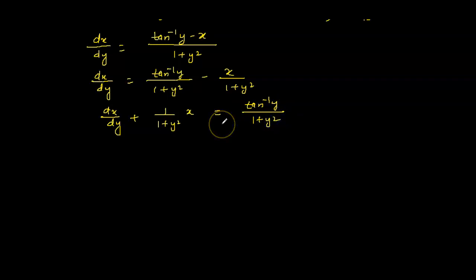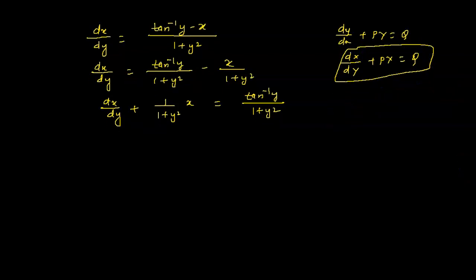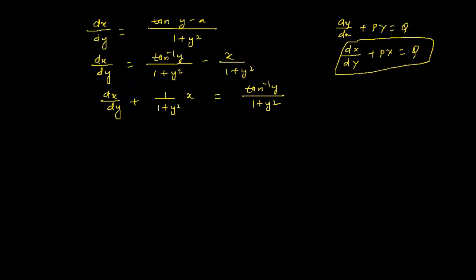Okay, so this is not in a reducible form. This is directly in the linear differential equation form. In the linear form you have dy by dx plus Py is equal to Q, right? Here instead it is given as dx by dy plus P of y times x is equal to Q. So this is not in reducible form, this is directly in linear differential equation form. So where P is 1 upon 1 plus y square, and Q is tan inverse of y by 1 plus y square. Understood? Yes, sir.